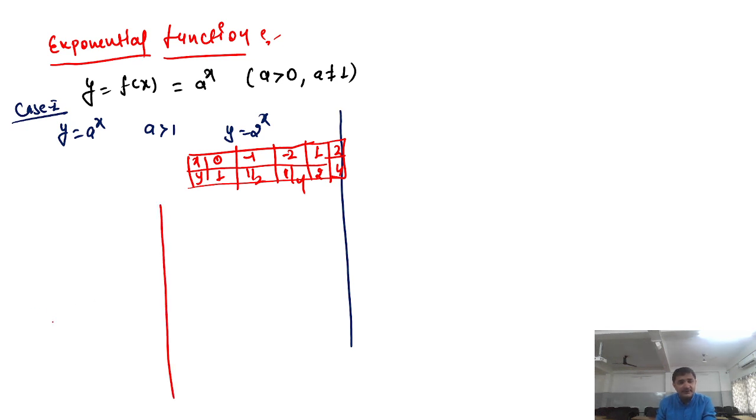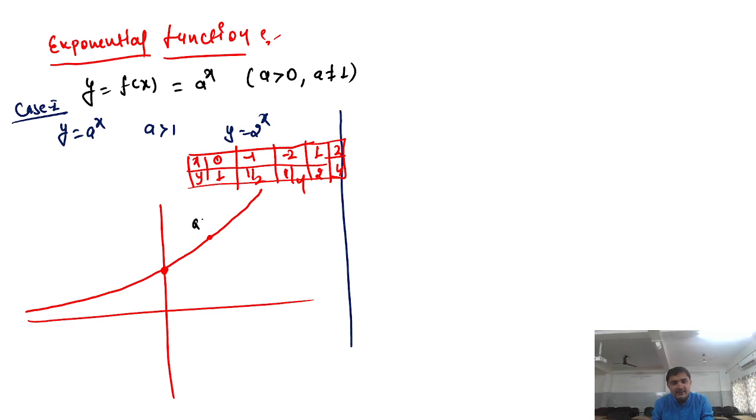So if I join all these points, at x equal to 0, y will be equal to 1, at x equal to 2, y will be equal to 4, and likewise it goes on. If I join all such points, we get an exponential increase. This is the graph of y equal to a power x, provided a greater than 1. This point is 0 comma 1. Earlier in the logarithmic function, we got the point 1 comma 0. Clearly it is an increasing function.